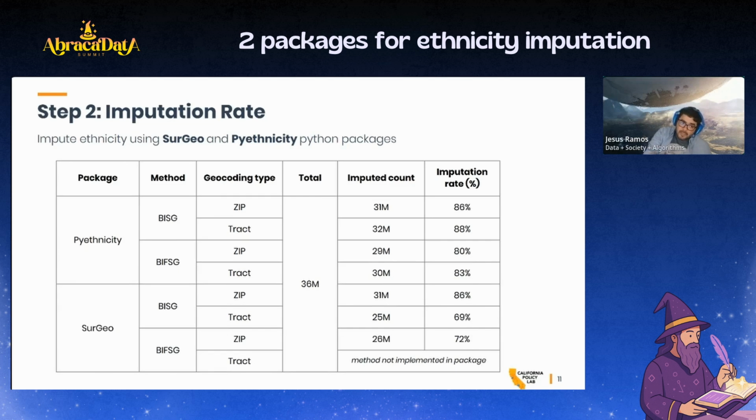And we found something else. The SIRGEO package, despite being older, did not implement the BIFSG algorithm with a tract geocoding type. That combination is not implemented in the SIRGEO package. So again, the comparison is going to be a little bit biased because we don't have those numbers.